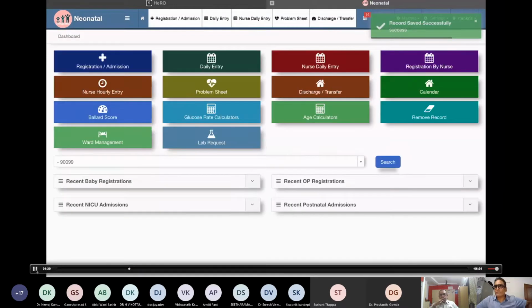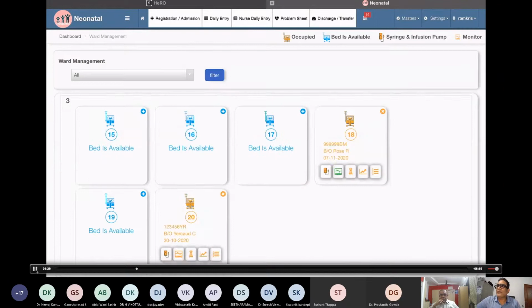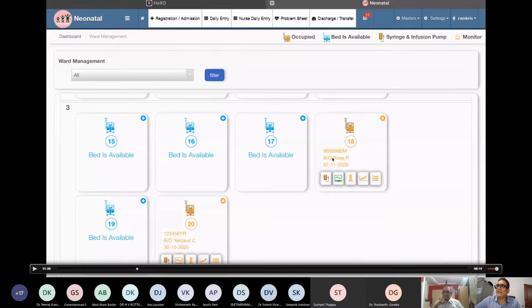And then, once you go to the bed management, ward management page, you can see that the baby has been admitted to bed number 18. So this is baby Rose, born yesterday, and you can already see that the monitor symbol is green.